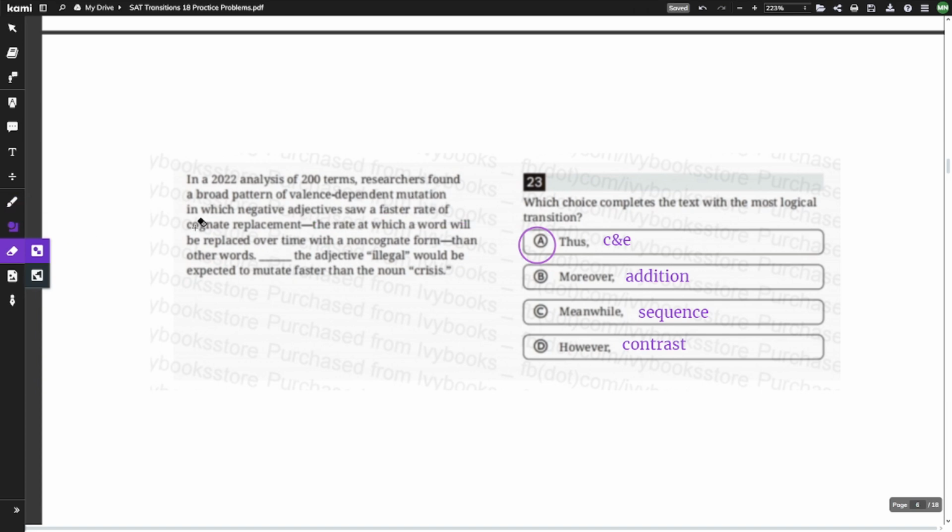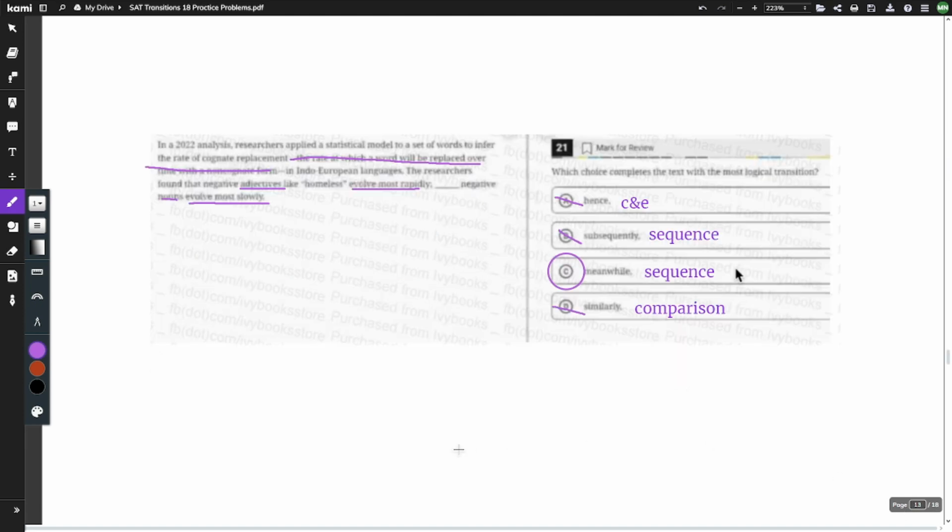We have the same whole cognitive replacement thing again, and we're even seeing the whole negative adjectives thing again. The only thing they changed was 200 terms. They changed up the answer choices a little bit, and where they put the blank, and a little bit of words. But as you can see, it still kept that whole 2022 analysis part and that whole cognitive replacement part and all that stuff. So once again, these passages are recycled.